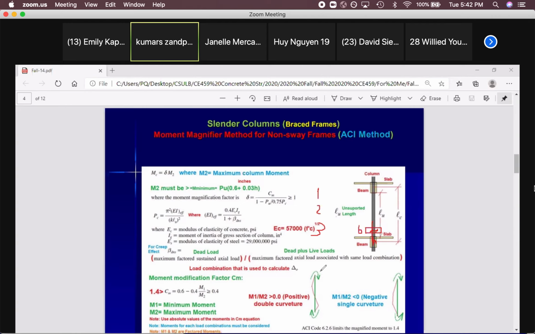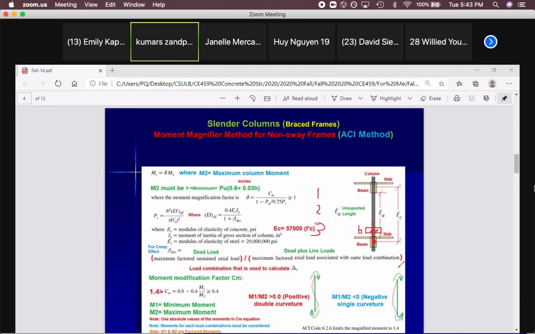Some of them call this direction negative, some of them call it positive. It doesn't matter whether positive or negative, that's based on the sign convention that they assign for that program. We just need to know the direction. Okay. If you have a column where M1 and M2 will create double curvature, as you can see, look at it, this one will push it in, the top one will push it in the other direction. So you will get double curvature on the column. This one, both of them will create single curvature. This one is more critical because it will bend more.